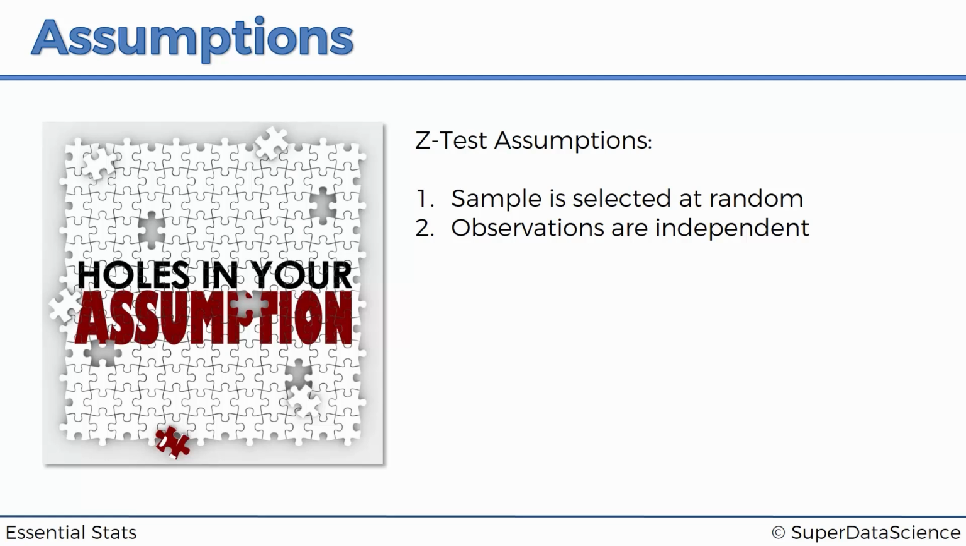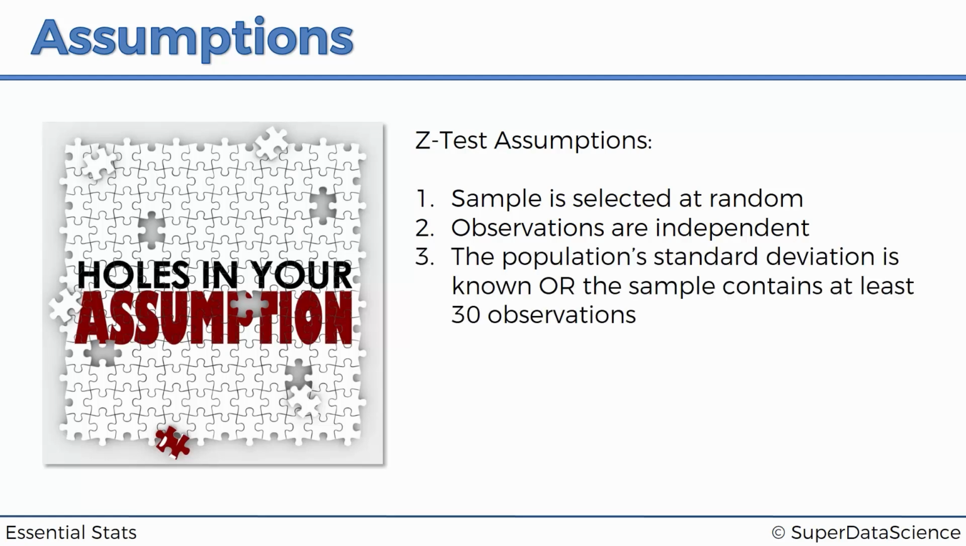Hopefully that's an example that makes clearer what we're looking out for when making sure our observations are independent. The third assumption is that the population standard deviation is known, or the sample contains at least 30 observations. We'll talk about this more in further tutorials, but here's a quick heads up on the first condition, that the population standard deviation is known. Every time we ran a hypothesis test previously, we knew the standard deviation of the population. We used that to calculate the standard deviation of the sampling distribution.